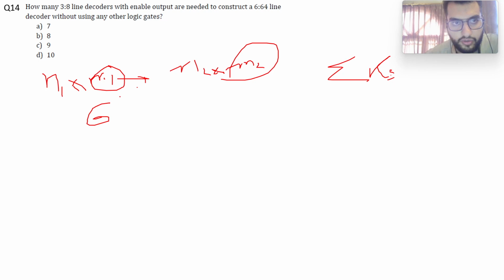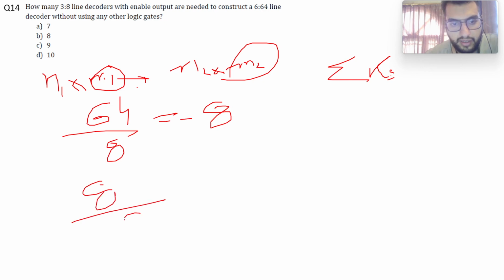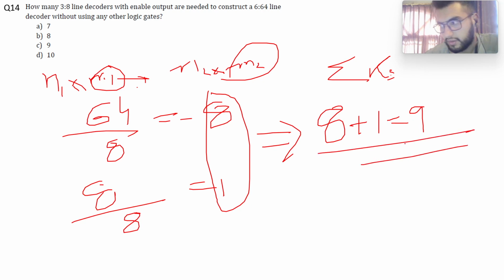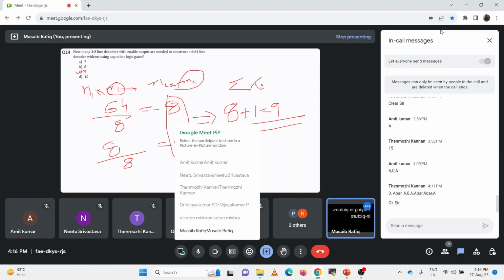So we have 64 divided by 8, that is 8. Then 8 divided by 8, that is 1. So the summation of k's will be 8 plus 1, that is equal to 9. That is option C. Any doubts?